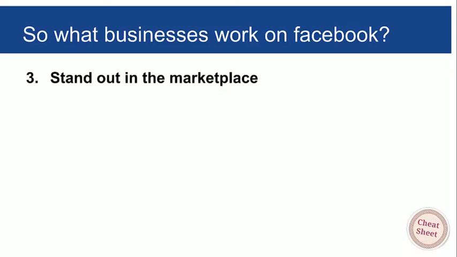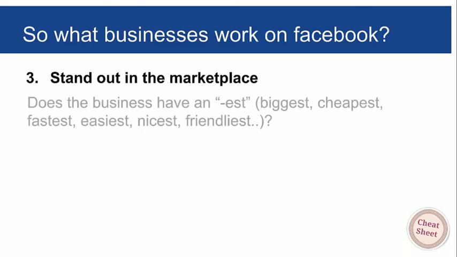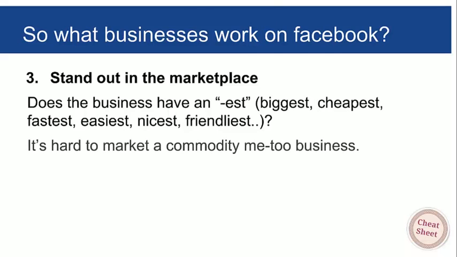Criterion number 3 on our checklist is, do they stand out in the marketplace? And one good thing to think about is, do they have an est? So are they the biggest, or are they the cheapest, or the fastest, or the easiest, or the nicest, or the friendliest? Are they the something-ist business in that sector, in the area where they work? And this is, I think, quite a nice little shortcut to figure out whether they stand out, because it's really hard to market a commodity business.